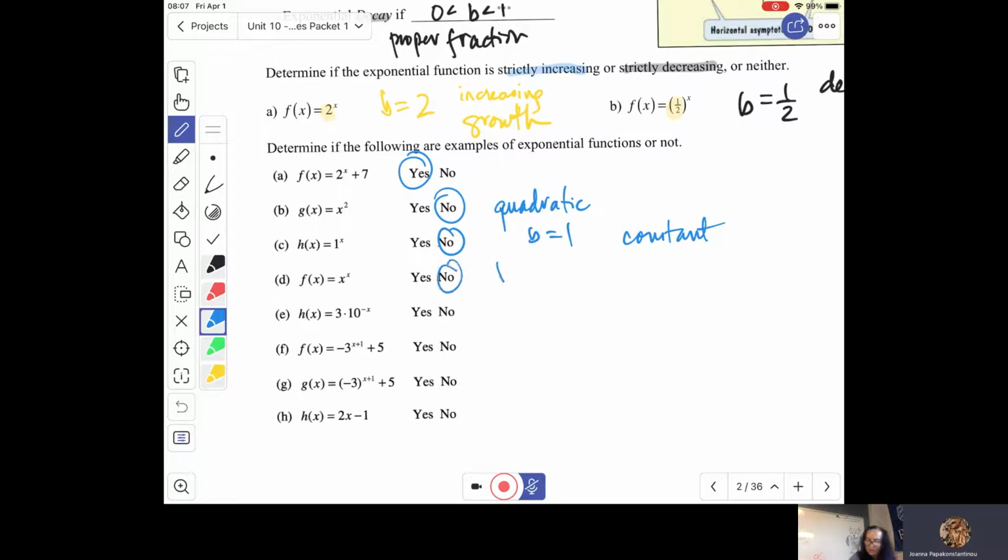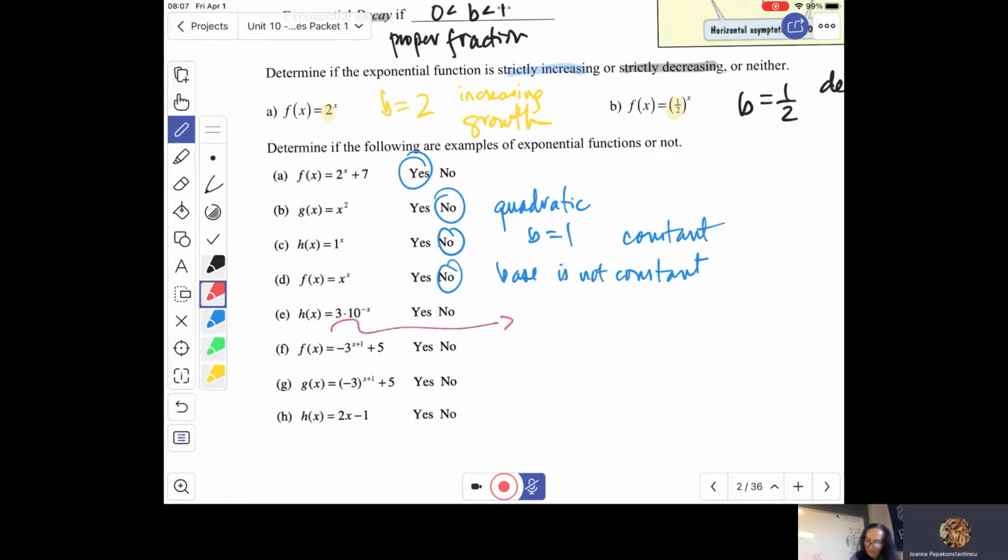No, the base isn't a constant. For starters, right? It's changing as well. What about E? Is there a way to rewrite that without a negative exponent?